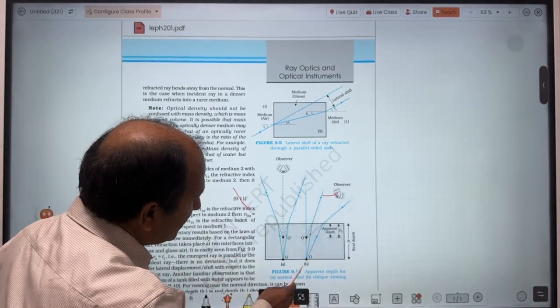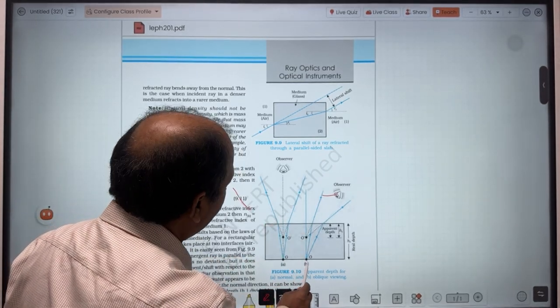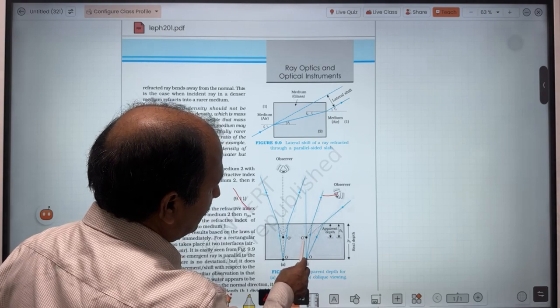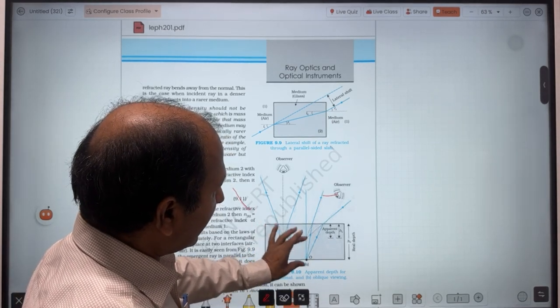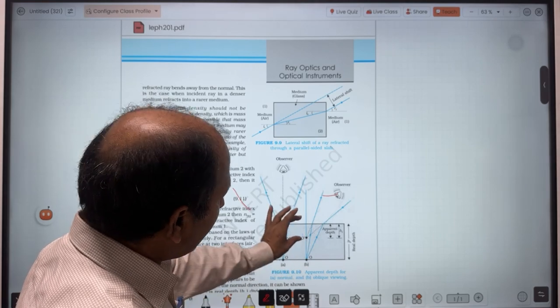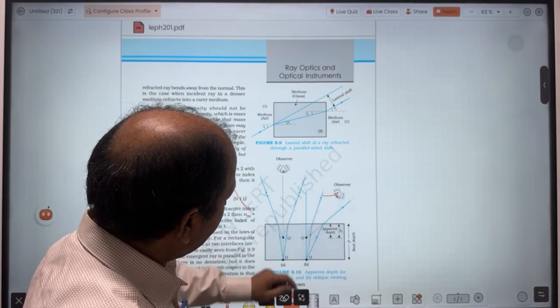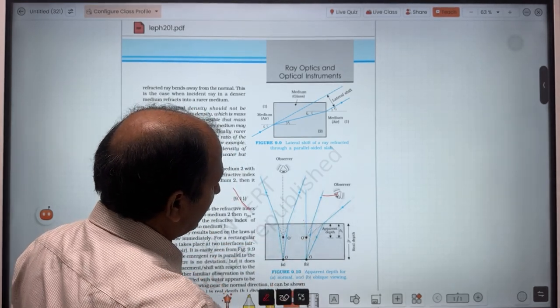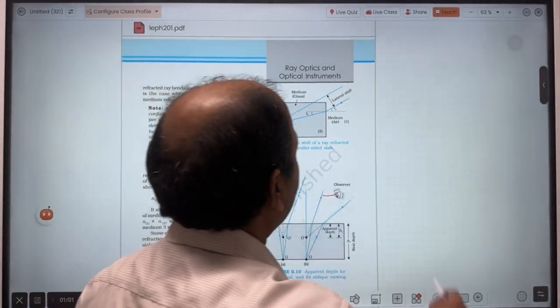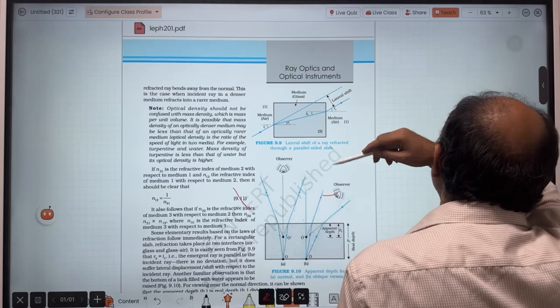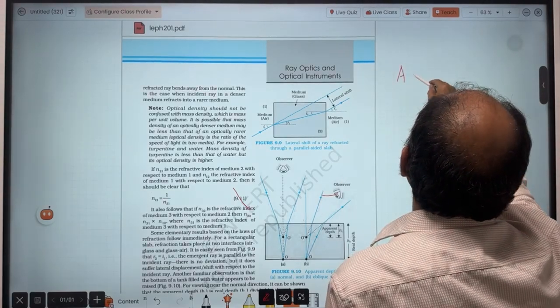So there is a normal shift. Shift means the shifting of the position of the object from the original position to this apparent position. So OO dash will be called the normal shift, and this depth, from the surface to this point, will be called apparent depth. Now, how are they related? It is very simple.